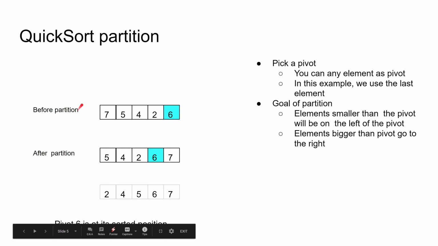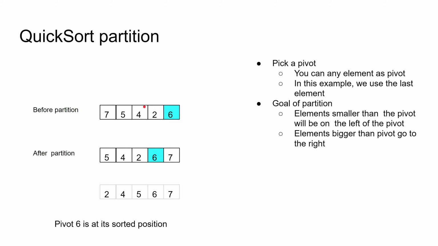For the quicksort partition, before partition it'll be this, and after partition it'll be this. I'll pick a pivot. You can use any element as pivot. In this example, it'll use the last element. The rule of the partition is that elements smaller than the pivot will be on the left side of the pivot, and elements bigger than the pivot will be on the right side. So as you can see here, after partitioning, 6, the pivot, will always be in the right place. If you partition one number, that means it'll sort that one number, and everything to the left will be smaller, and everything to the right will be bigger.